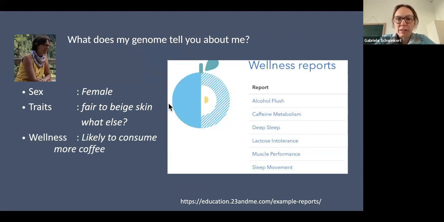We could also get some information about how likely I am to consume coffee. I can confirm that. I have to say I haven't done this test for myself, but this is educational material that I'm presenting you with here. And of course, there's some information that I'm disclosing to you not based on my genome, but it's actually quite true. I do like to consume my coffee. I do like good coffee, so I would like to be with you there in Italy, but Scottish coffee is improving.